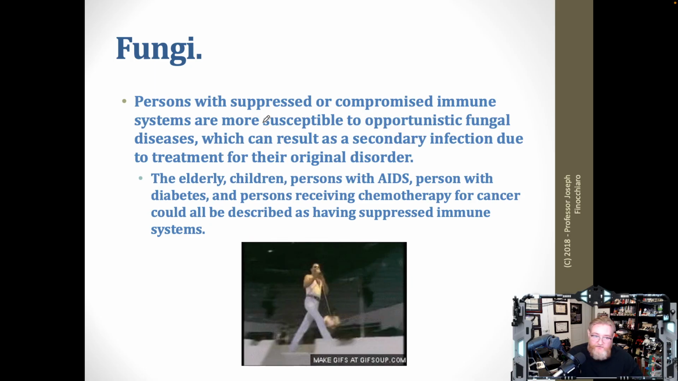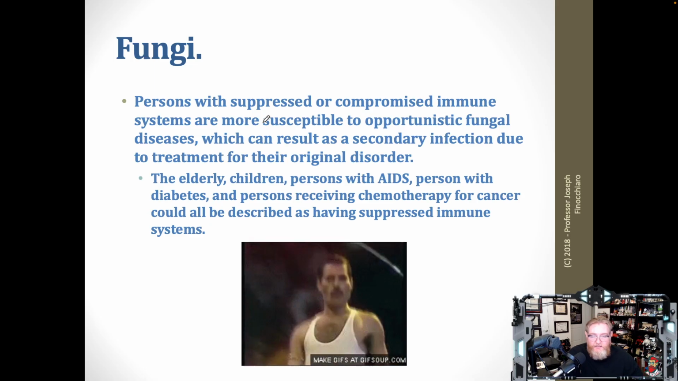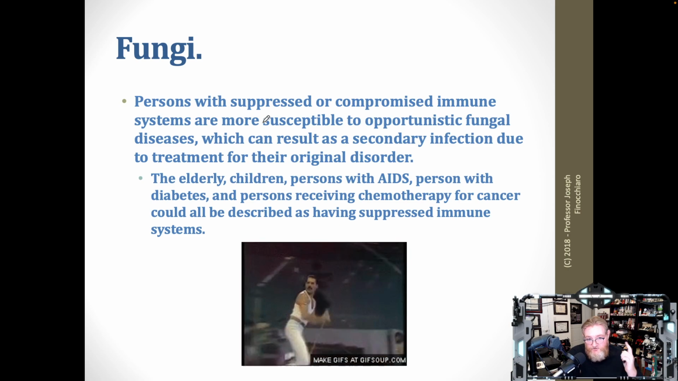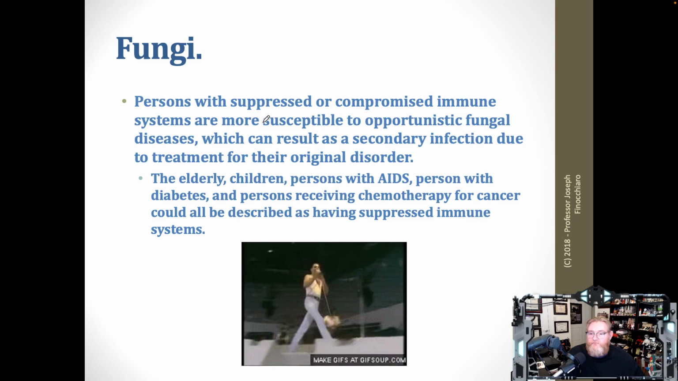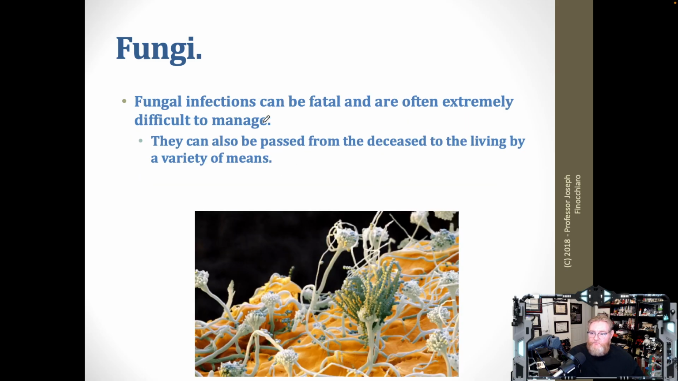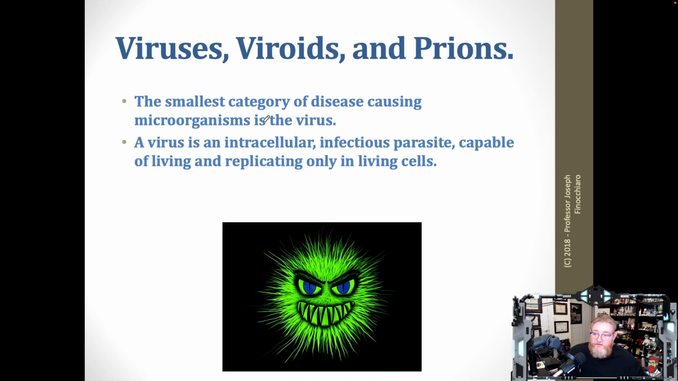The one thing that you're going to see time and time again is, who's at risk? Children, the elderly, and people with compromised immune systems. End of story. Those are the three people that are mostly at risk. Almost 100% of the time, that's the answer. Fungal infections can be fatal and are often extremely difficult to manage. They can also be passed from the deceased to the living by a variety of means.